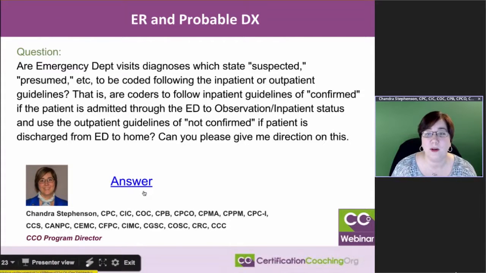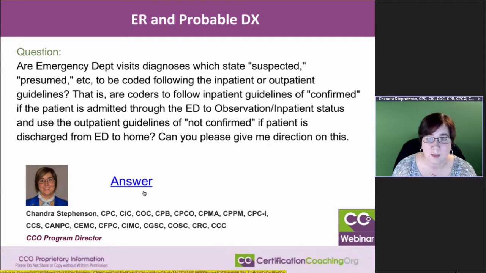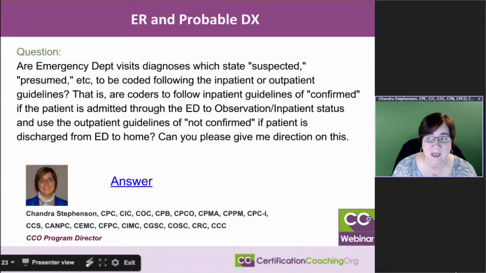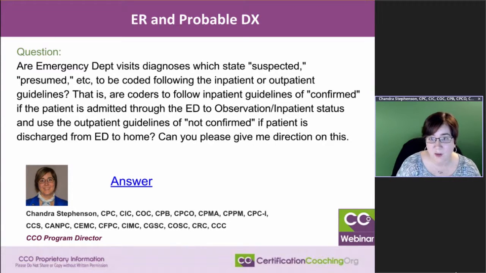We're going to talk a little bit about emergency department visits, the diagnoses that you can code for those. So the question that came in says, are emergency department visit diagnoses, which state suspected, presumed, etc., to be coded following the inpatient or outpatient guidelines? That is, are the coders to follow the inpatient guideline of confirmed if the patient is admitted through the ED to observation or inpatient status, and use the outpatient guidelines of not confirmed if the patient is discharged to home? Can you please give me some direction on this?